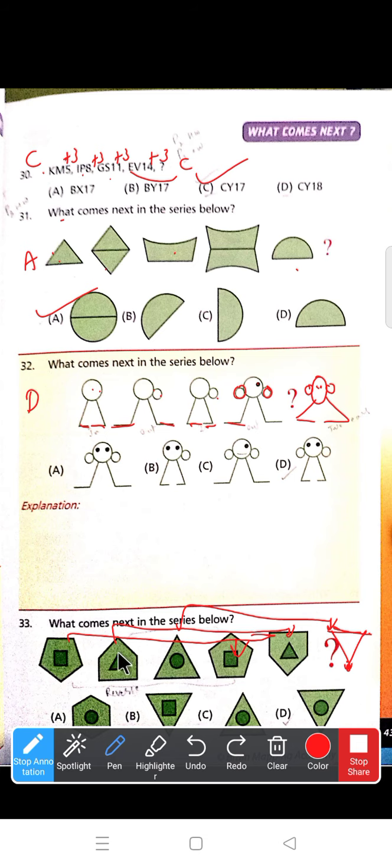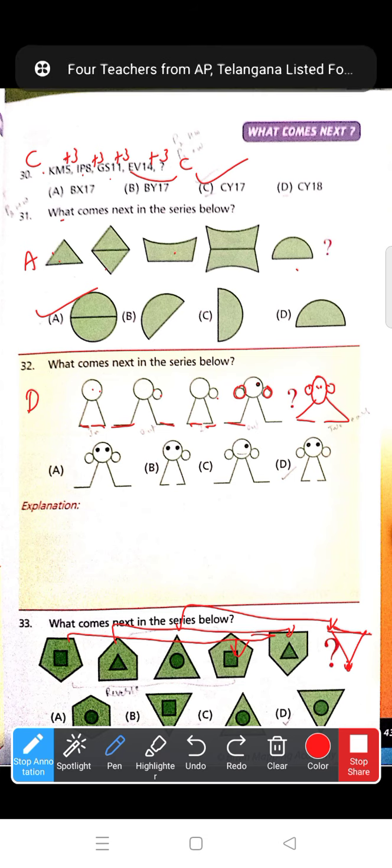If you observe the picture, there are two triangles which are having upside triangles. Observe the middle one, children, observe the middle one. Here it is square, triangle, circle, square, triangle, circle should come. So option D is the correct one.